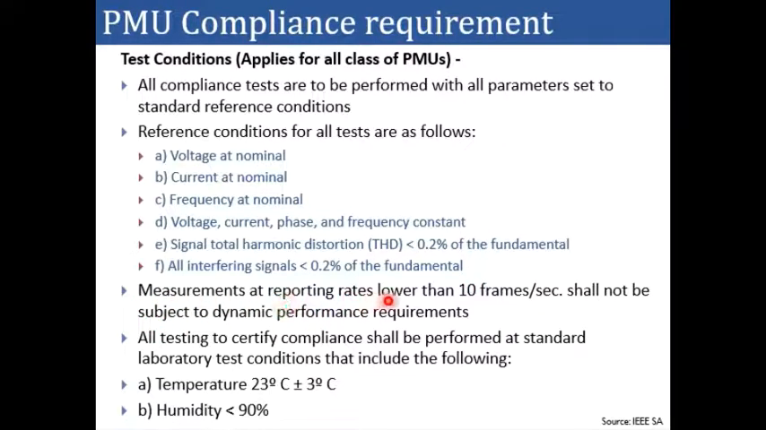Measurements at a reporting rate lower than 10 frames per second shall not be subject to dynamic performance requirements. So for dynamic performance requirements, the frame rate should be more than 10 frames per second. All testing to certify compliance shall be performed at standard laboratory test conditions, which include temperature, which should be 23 degrees centigrade plus minus 3 degrees, and humidity should be less than 90%.